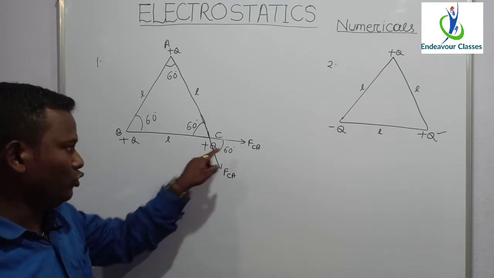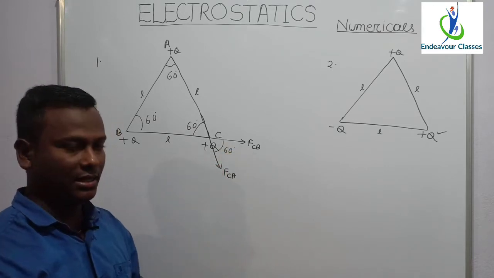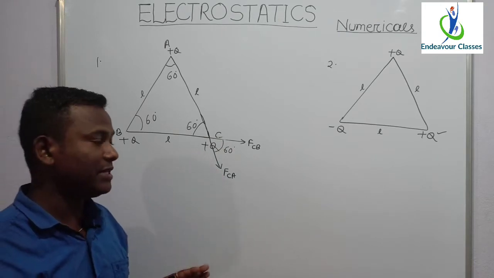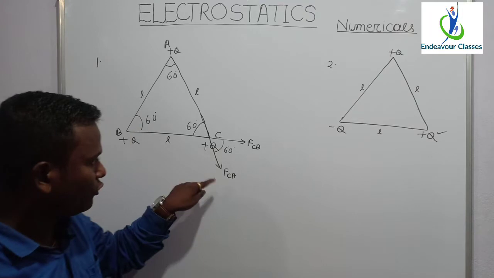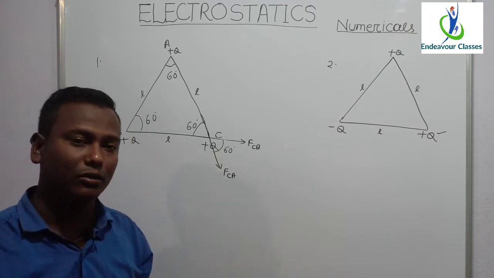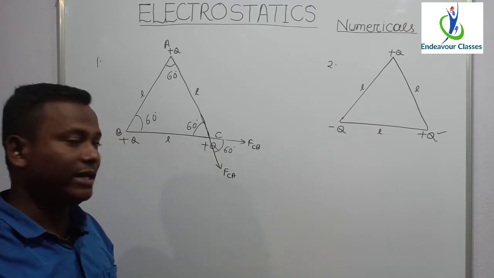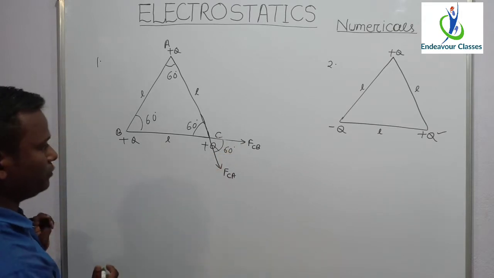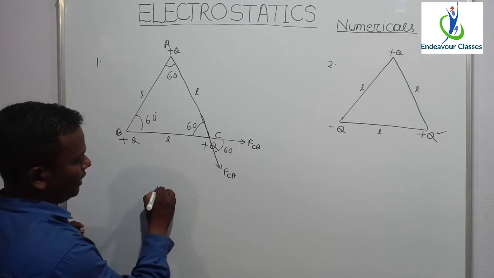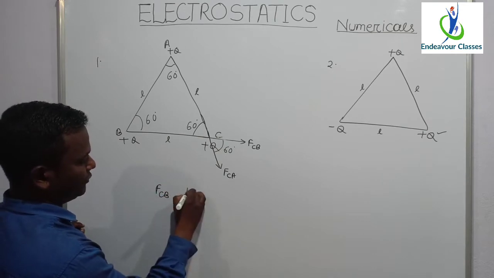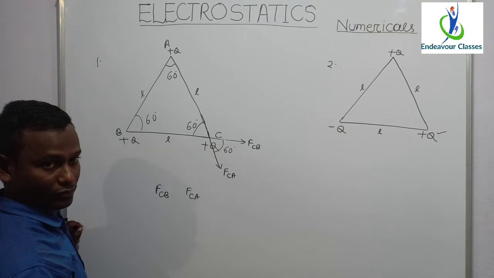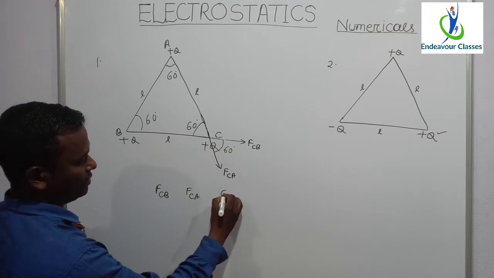So now there are two forces, FCB and FCA, acting on the charged particle plus Q. Now as per the principle of superposition, the net force on this plus Q charge can be calculated by calculating the resultant of these two forces. So here FCB and FCA are the two forces acting on the charge plus Q, and they are inclined at an angle of 60 degrees.